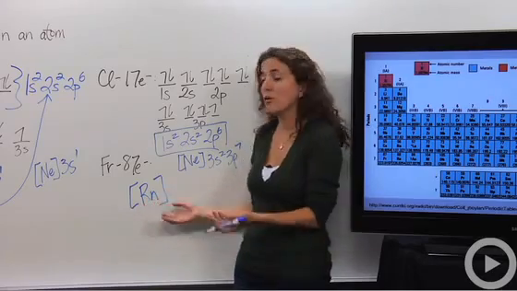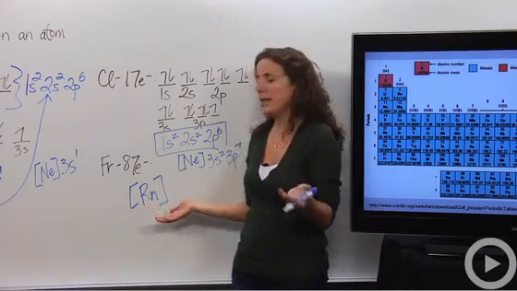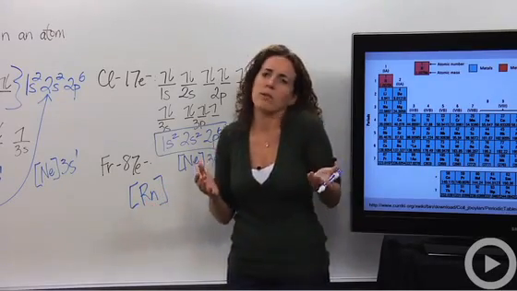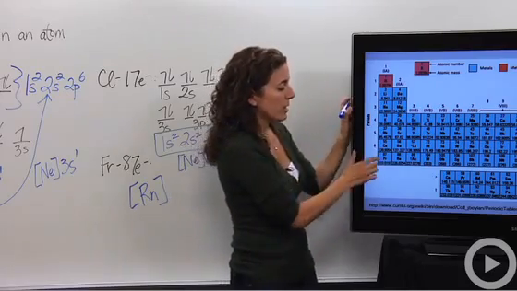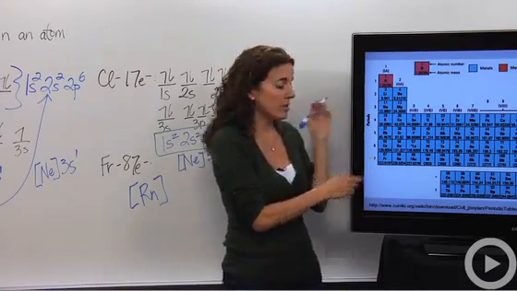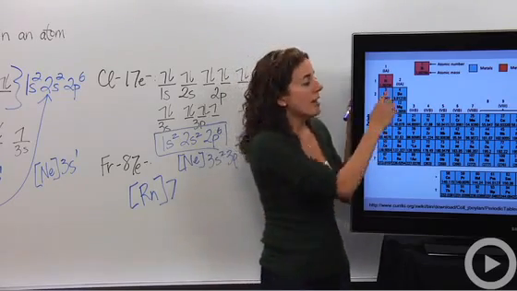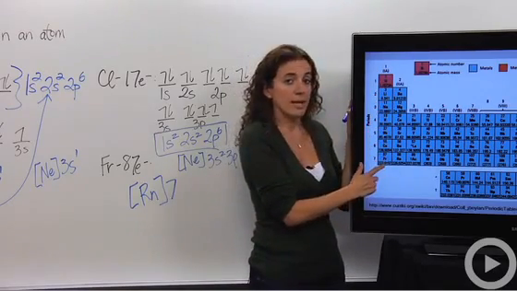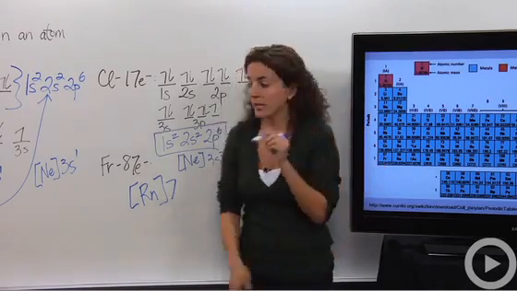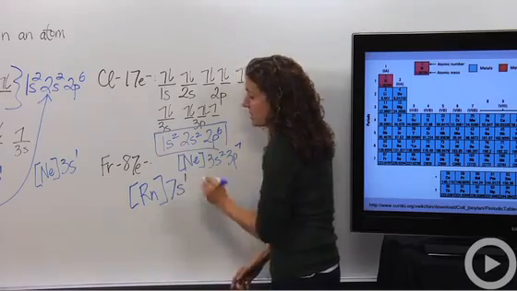Awesome. So I just have to notice where the electron is coming from and how I'm going to denote that. Francium we know is in the 7th period, so we're going to put 7 there. And everything in group 1 ends in an S1. So we're going to say, okay, great, radon 7s1.